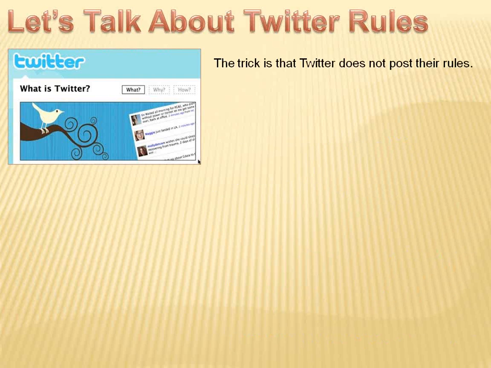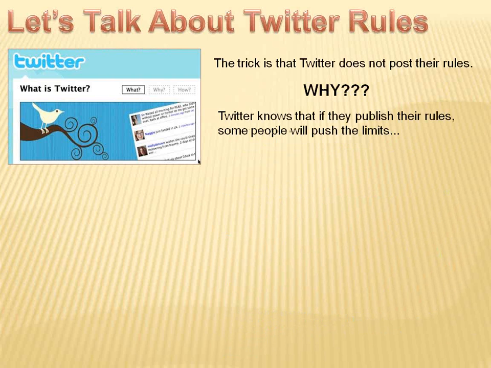The trick is that Twitter does not post the rules. And when I first thought about this, I thought, well, why would that be? And then it dawned on me. Realistically, Twitter knows if they publish their rules, some people will push the limits. And I know that very well from another scenario.